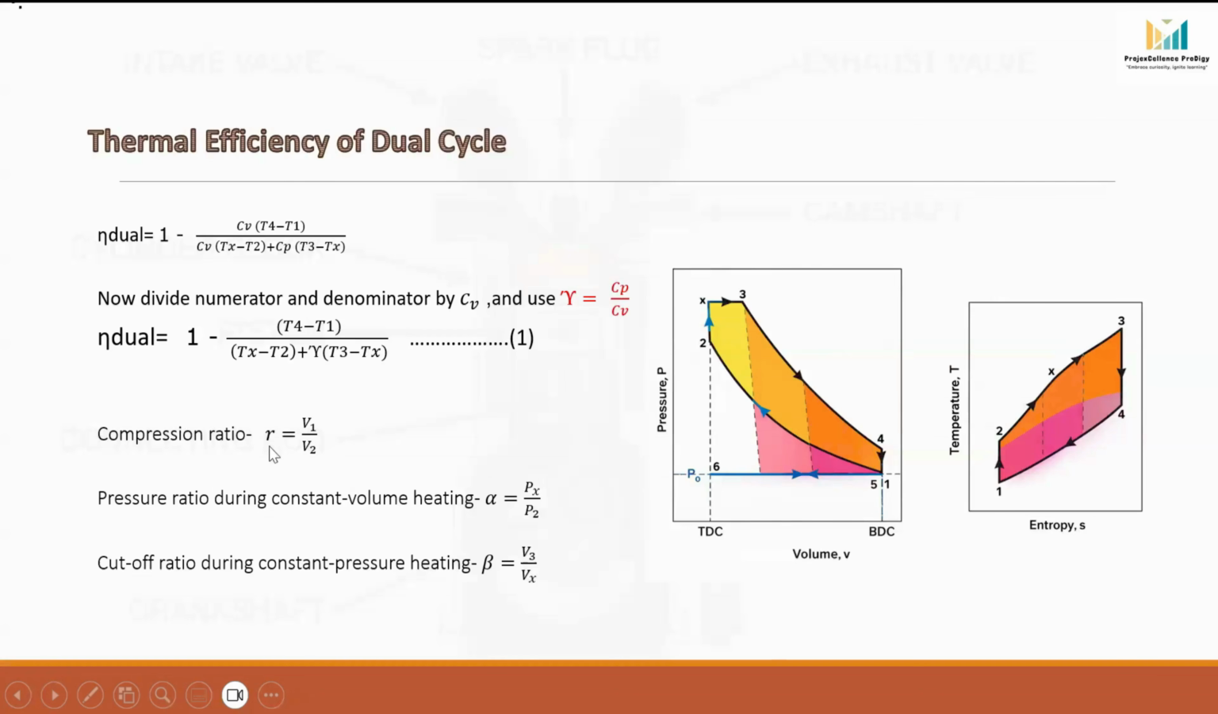We know compression ratio r is equal to V1 divided by V2, total volume divided by clearance volume. Pressure ratio during constant volume heating: here alpha is equal to Px divided by P2. And cutoff ratio during constant pressure heating: here beta is V3 divided by Vx.